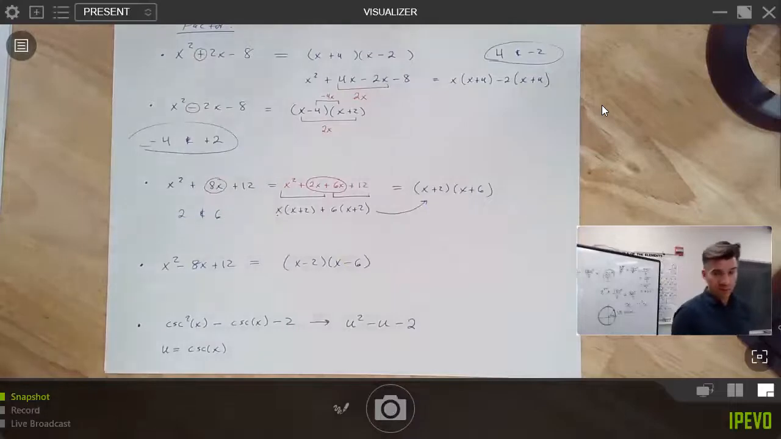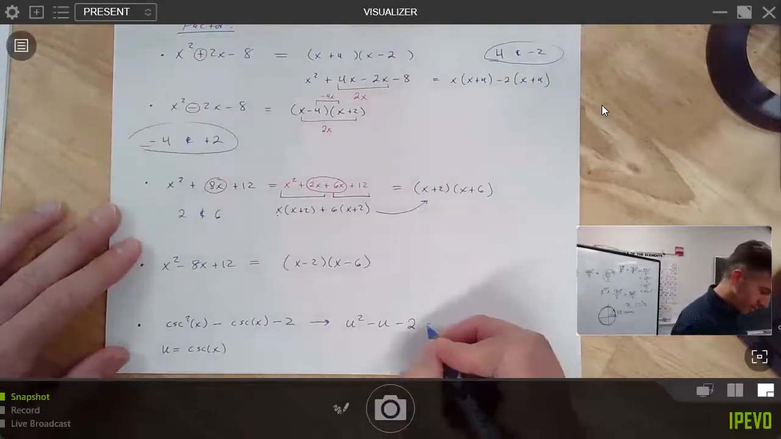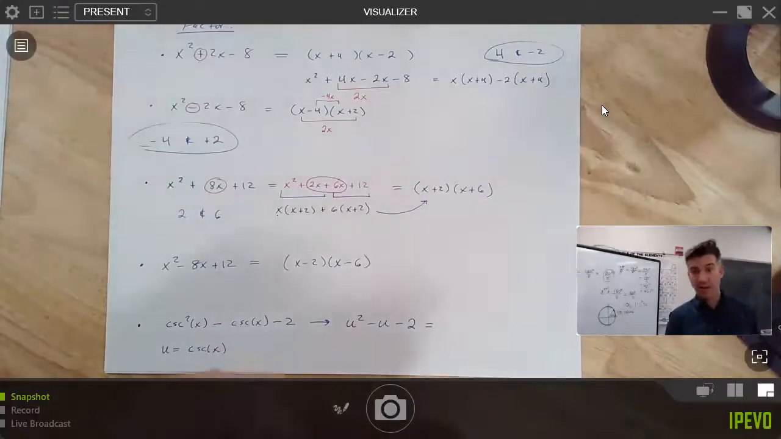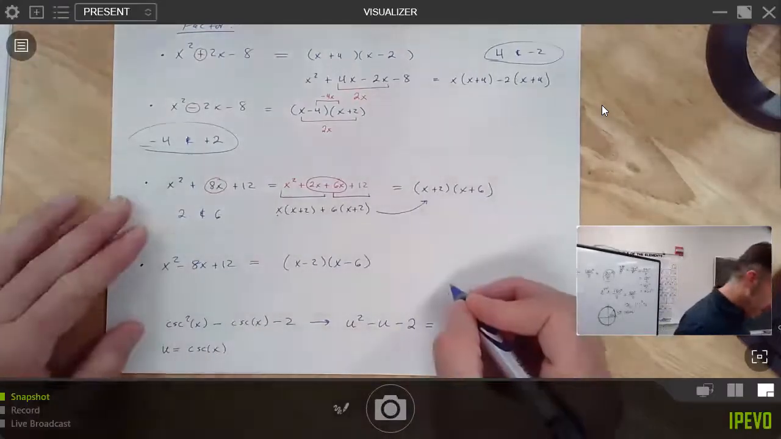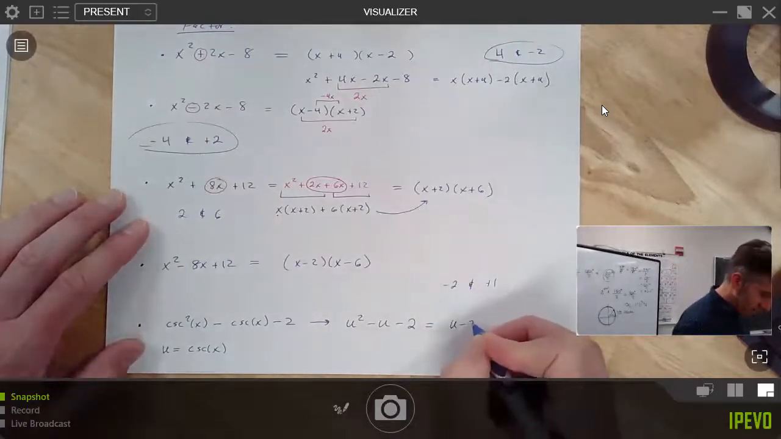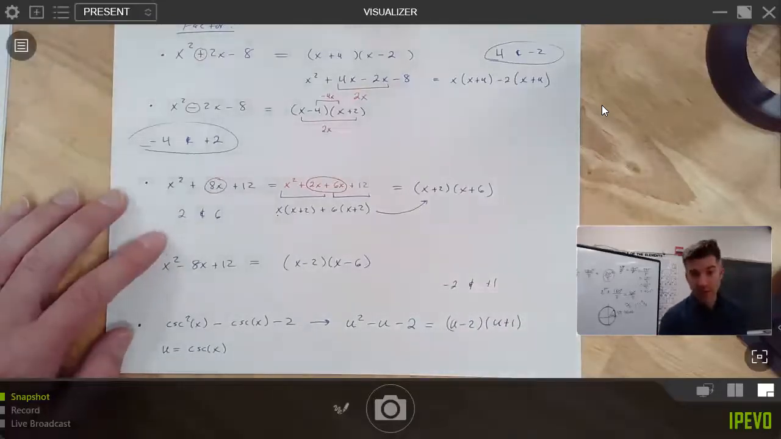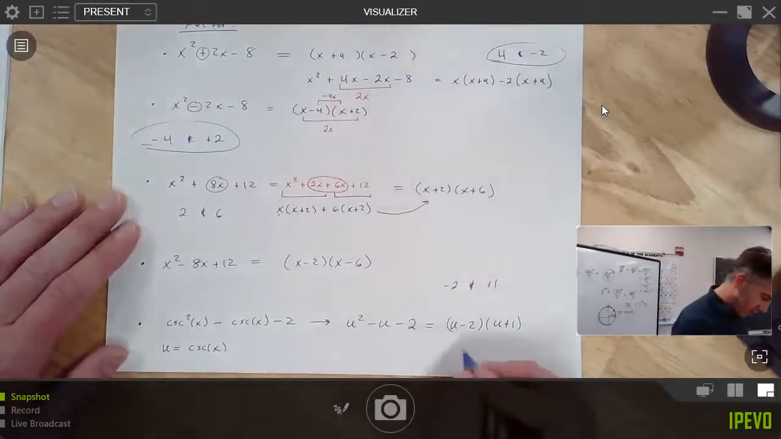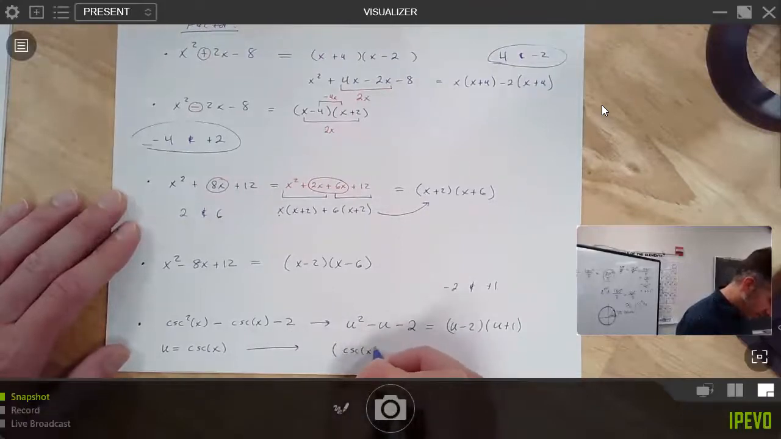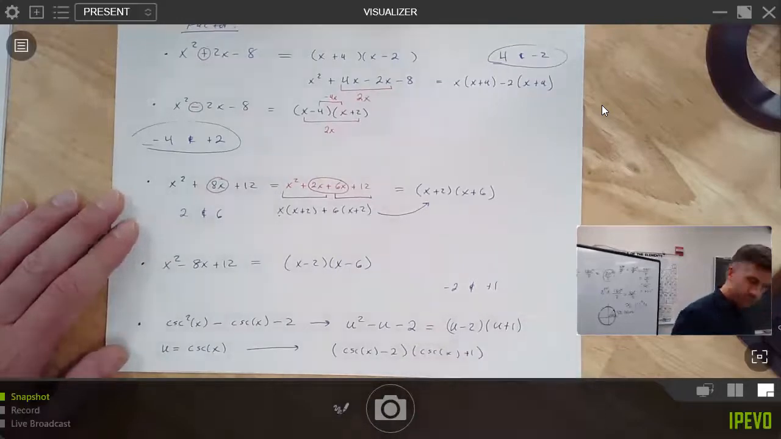We say, okay, I'm going to try to multiply to -2 and add up to -1. If I want to multiply to -2, there's not really a lot of ways to do that. It's either -2 and +1 or +2 and -1. In this case, it's got to be -2 and +1. So we're going to get U minus 2 times U plus 1. And then you replace the U with what it's actually equal to. So this then becomes cosecant of x minus 2 times cosecant of x plus 1.